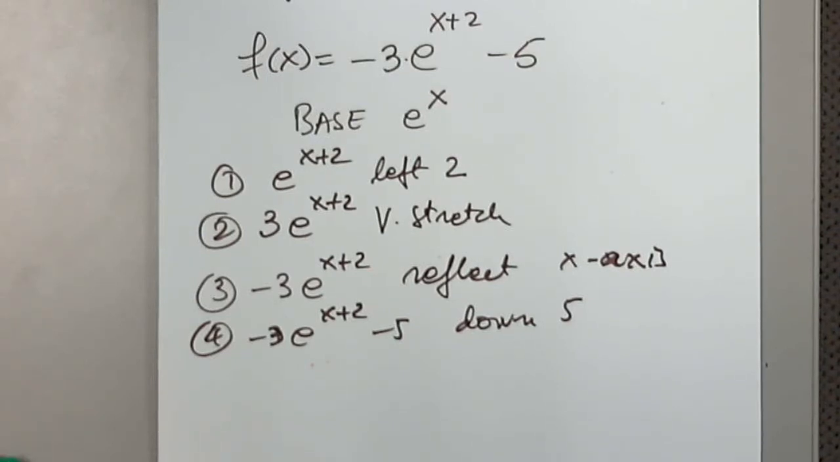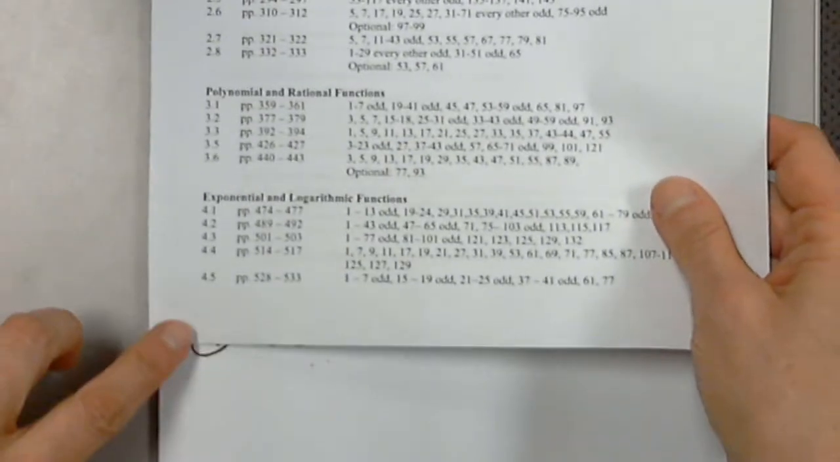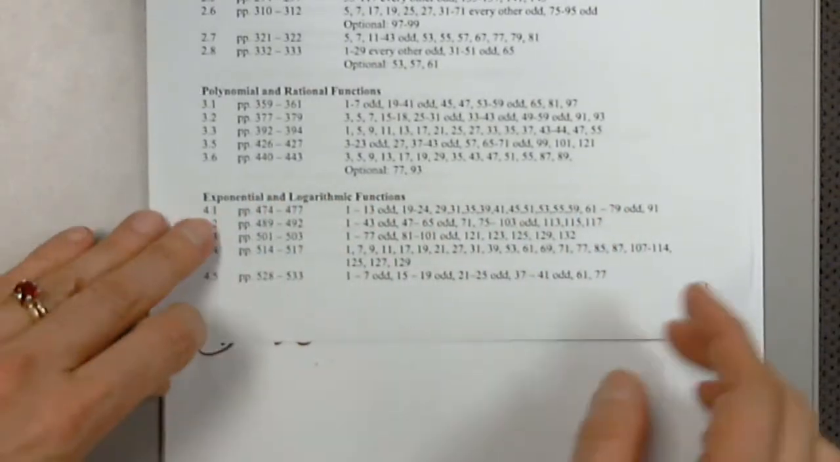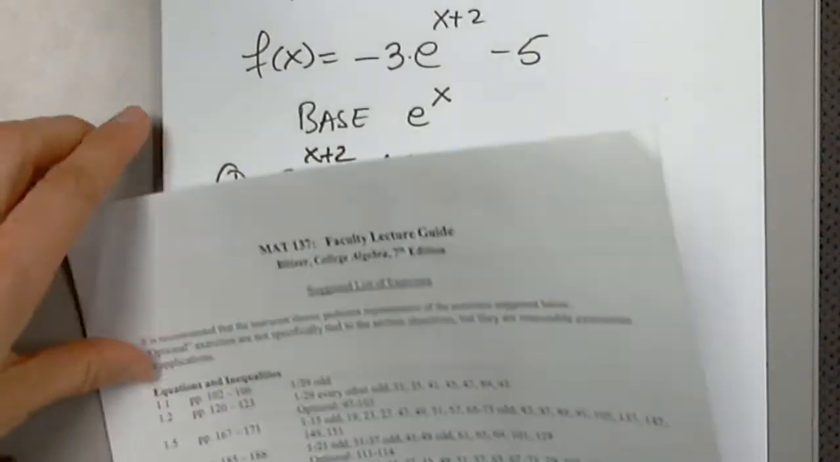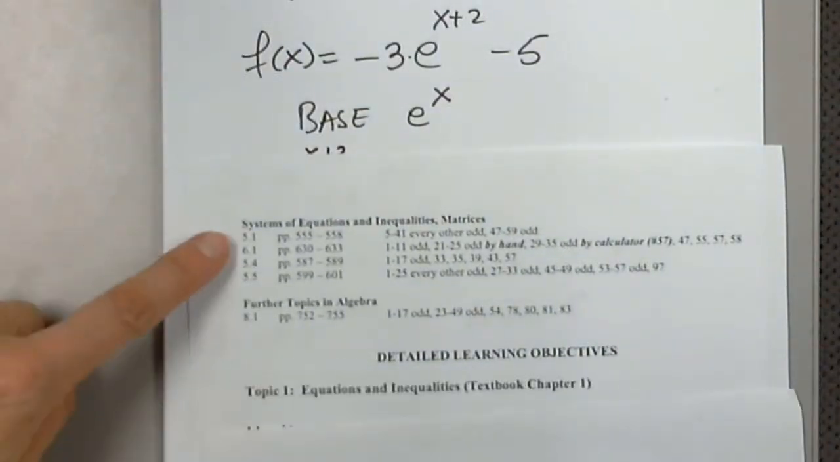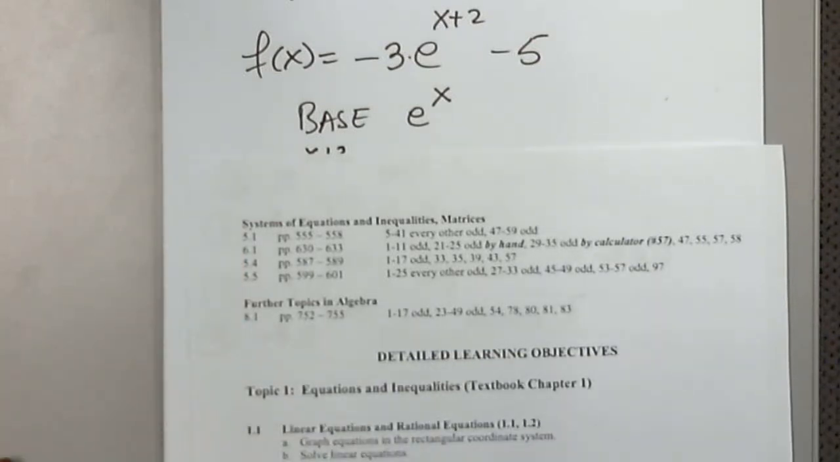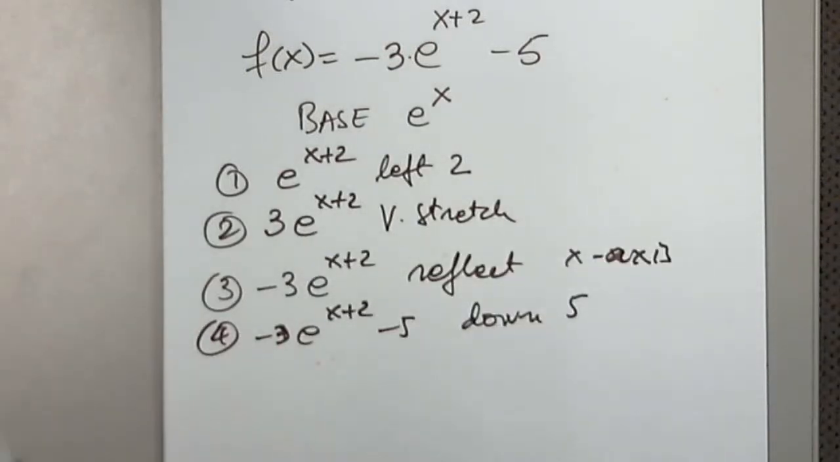Here's my list. Okay, so these are the problems from 4.1 through 4.5, and these are the problems from all the other sections: 5.1, 6.1, 5.4, 5.5, and 8.1. So what would you like us to go back to? I can't stand and smile nicely. I have to do something.